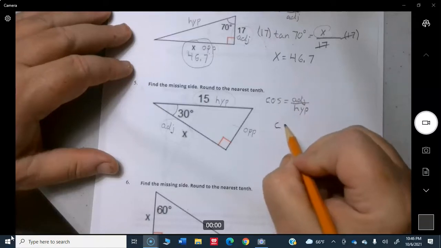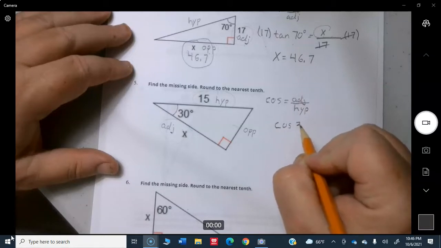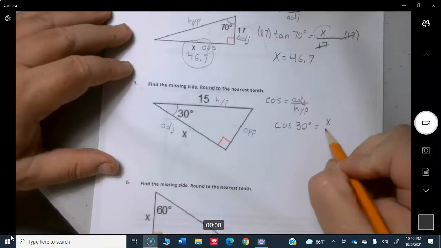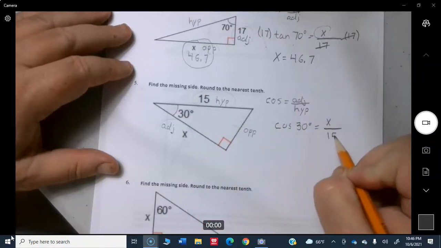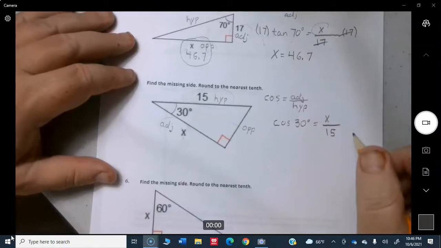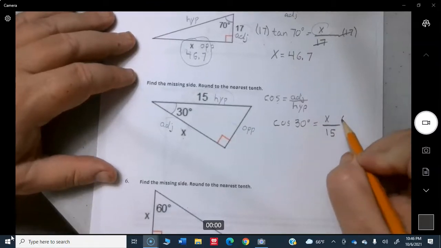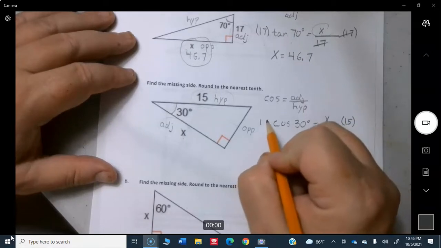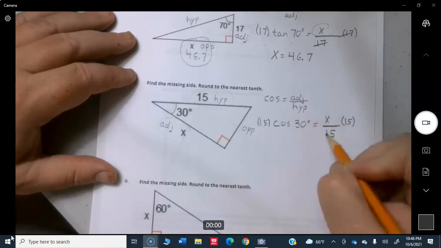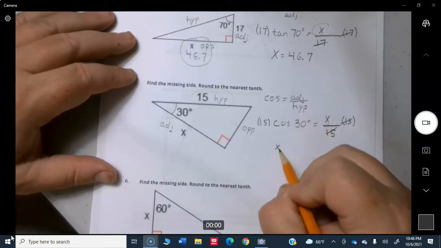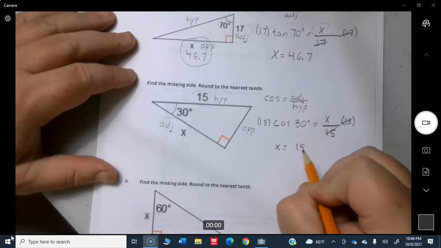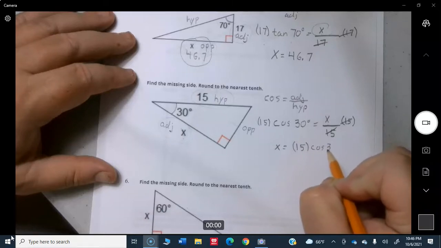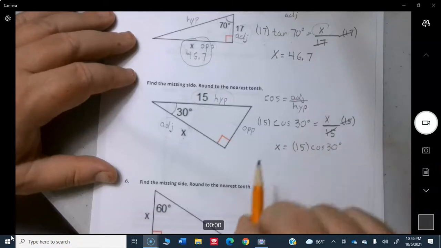Now we'll put in the numbers. Cosine of 30 degrees equals adjacent, which is x, over hypotenuse, which is 15. Again, I'm going to do it a little more sophisticated way. I'm going to multiply both sides by 15. These cancel. So what I have, I'll rewrite it down here, is x equals 15 times cosine of 30 degrees. So that's the way I'm going to put it in the calculator.